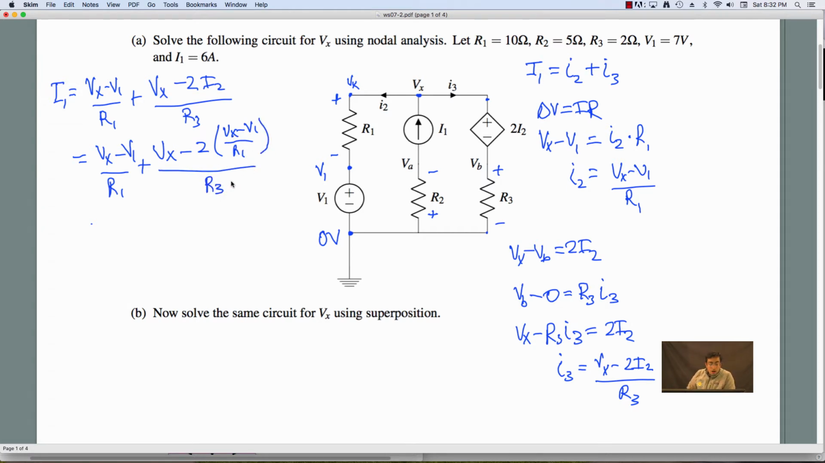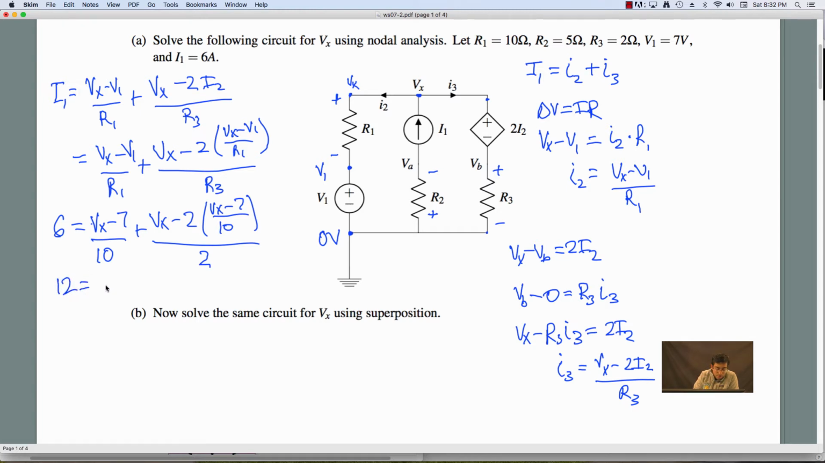Okay, so now we can just go ahead, plug in all our known quantities, and we should be able to solve for Vx. So let me just write this in. You see that 6 is equal to (Vx - 7)/10 + (Vx - 2 * (Vx - 7)/10)/R3, which is 2. And then from here, we have one equation with one unknown, and so we can just rewrite this in terms of Vx to solve.